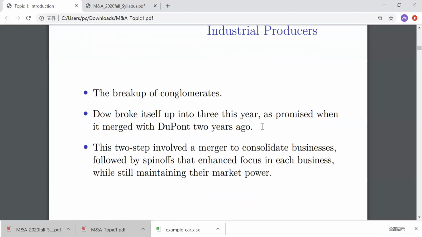What we see in these years is that these big conglomerates begin to break up, meaning that the divisions and subsidiaries began to be spun off, split from these parent companies. And this two-step process involved the merger to consolidate businesses, followed by the spin-offs that enhance the focus in each business, while still maintaining the market power, right? So this is the feature. When we talk about spin-offs, we're going to talk about the fundamental rationale of this two-step process.